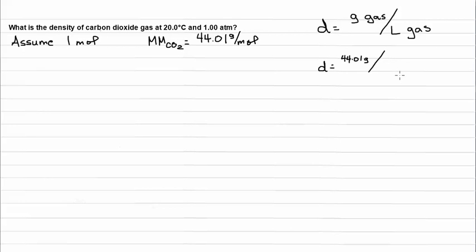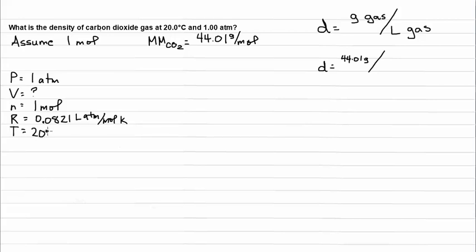Now we're going to use PV = nRT to solve for the liters of the gas. So I'm going to collect up my variables over here. Pressure is 1 atmosphere. Volume is going to be what we're solving for. n is the number of moles of the gas. We assumed that we had 1. R is the gas constant, 0.0821 liter atmospheres per mole Kelvin. And temperature is 20 degrees Celsius.